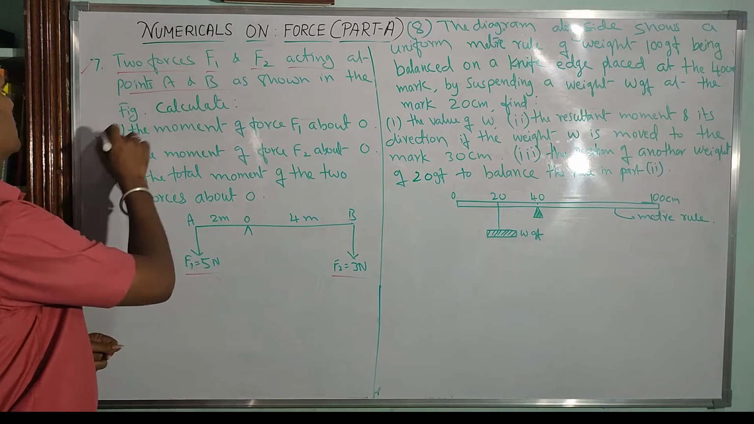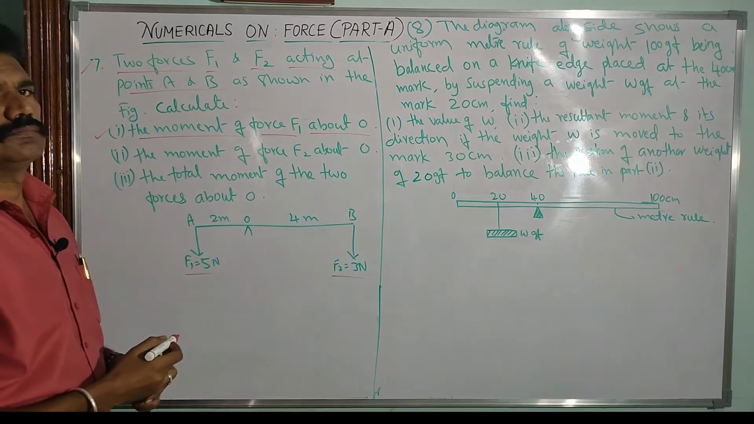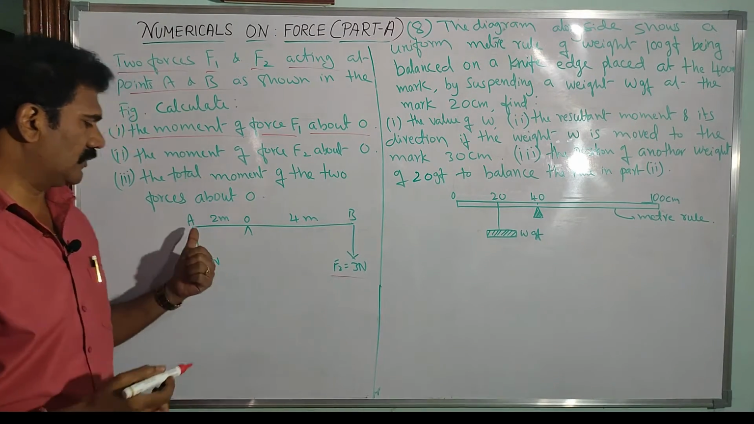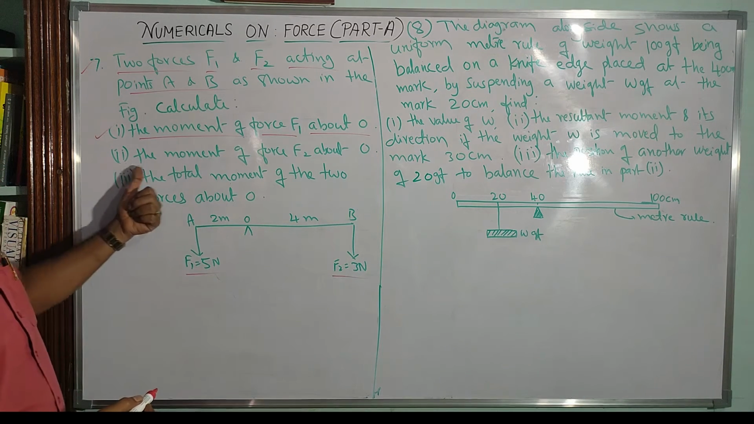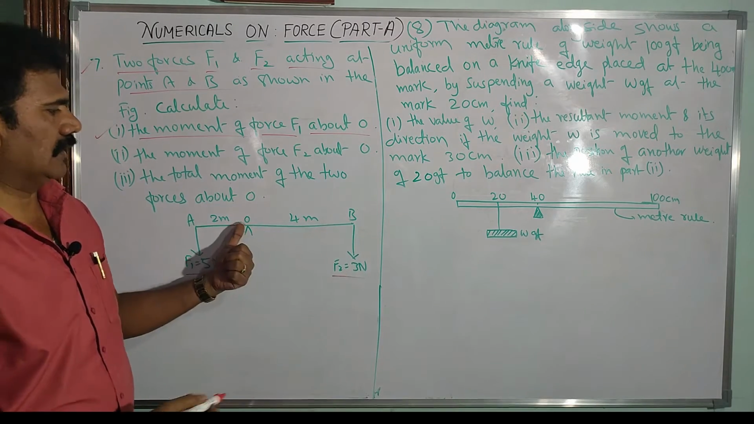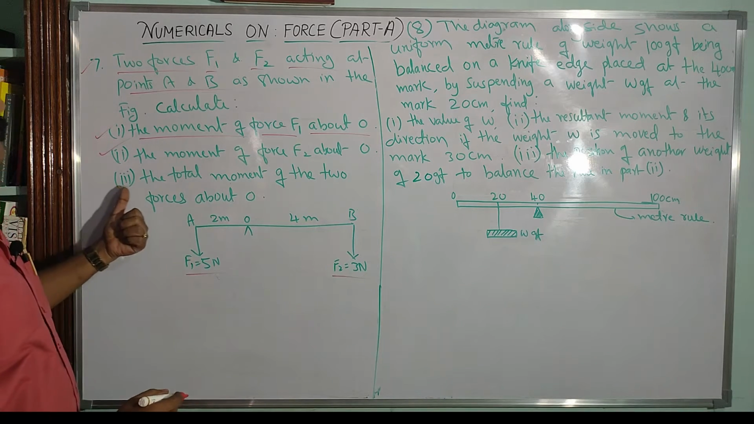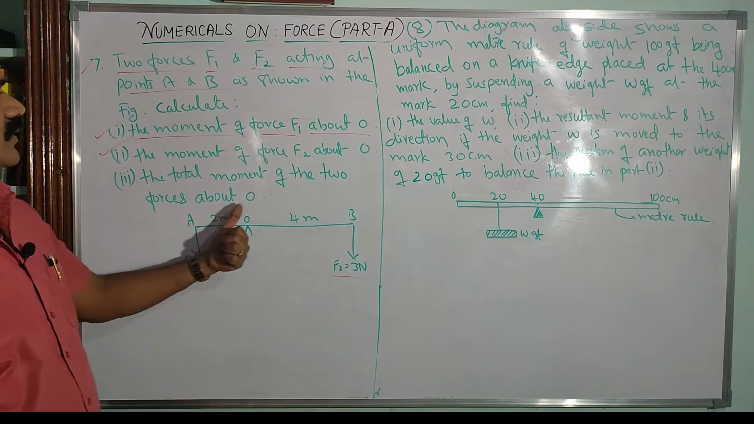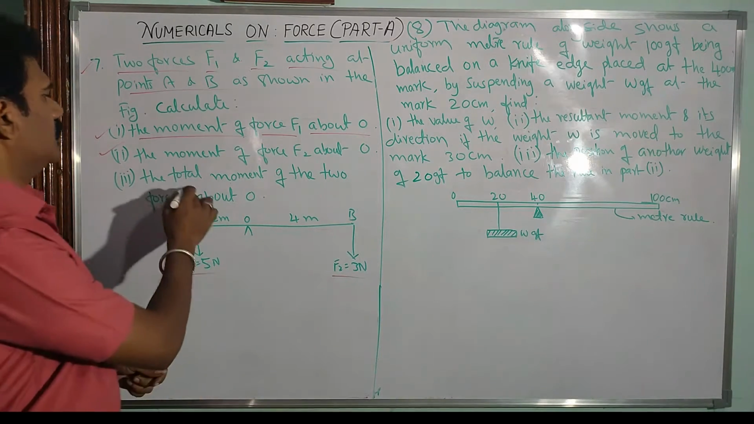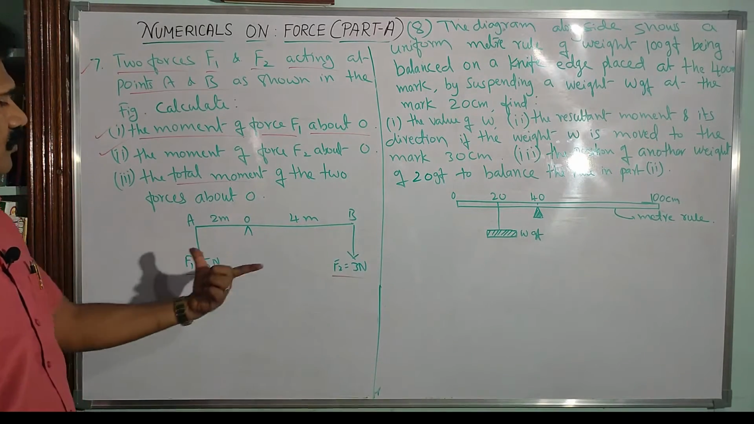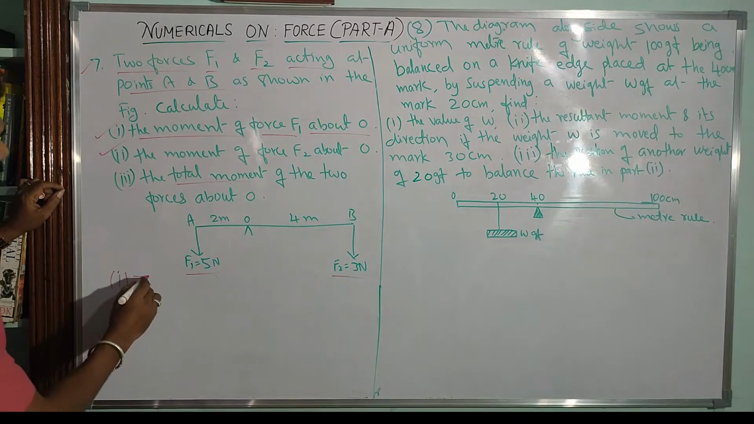Look at the first part of the problem, that is the moment of force F1 about O. You just have to calculate the moment of the force about the point O due to the force F1. Next, the moment of the force F2 about the point O, due to this downward force again. Then the total moment of the two forces about the point O, that is called the resultant. You have to calculate the total moment due to both the forces. Clear?